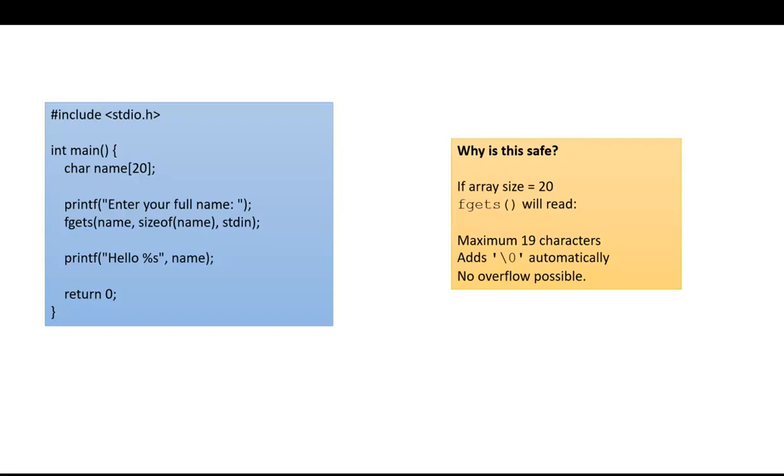So hope you have understood strings, the basics of strings in C programming. Strings are the bridge between humans and the computers. Without strings, it is difficult for the computer to communicate with us.